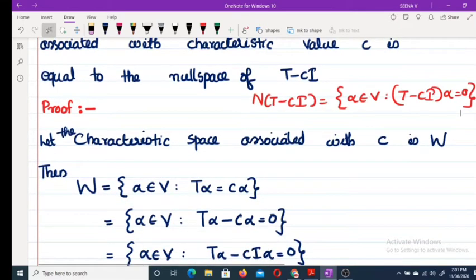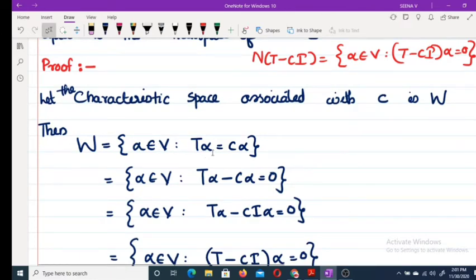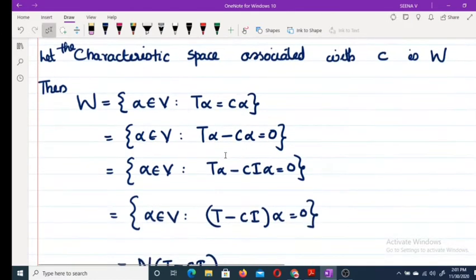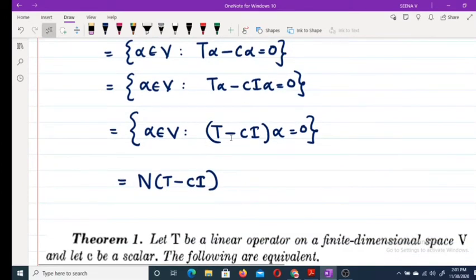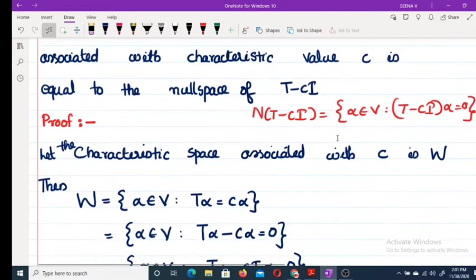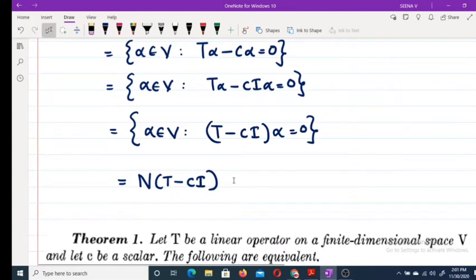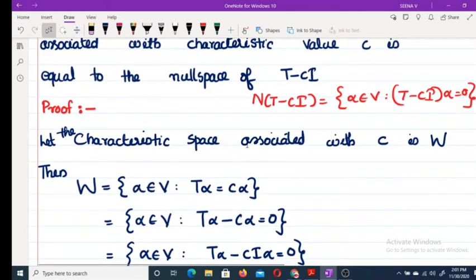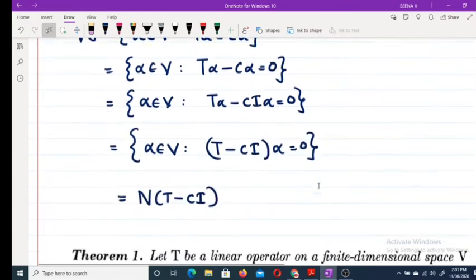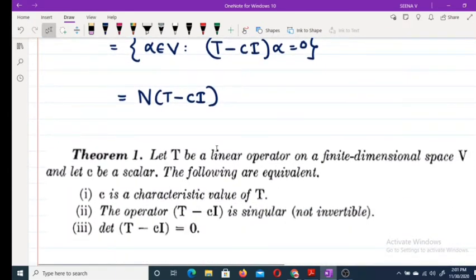Okay. Let the characteristic space associated with C be W. Then W is equal to the set of all alpha belongs to V such that T alpha equals C alpha. That is, the set of all alpha belongs to V such that T alpha minus C alpha equals 0. That is, the set of all alpha belongs to V such that T alpha minus C into this alpha you can write as I alpha equals 0. That is, the set of all alpha belongs to V such that (T minus CI) alpha equals 0. And this is the same as the null space of T minus CI. Therefore, the characteristic space associated with the characteristic value C is the same as the null space of T minus CI.